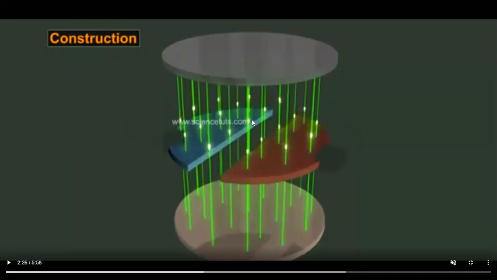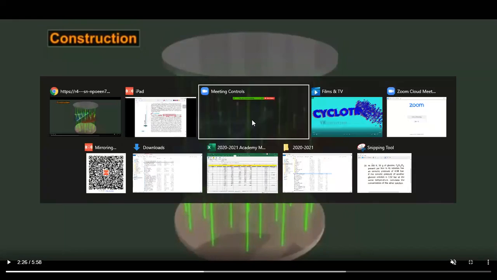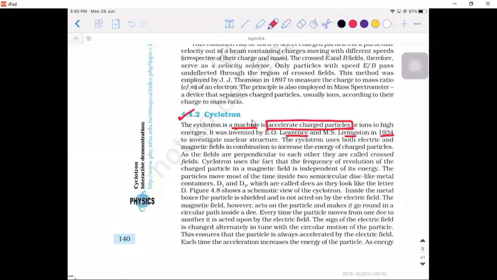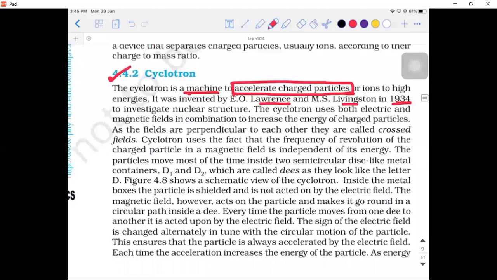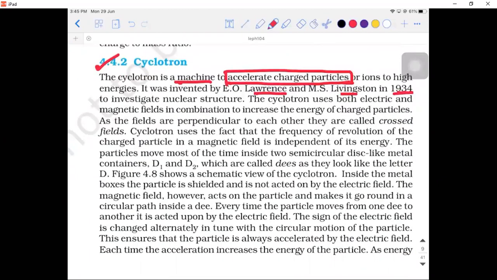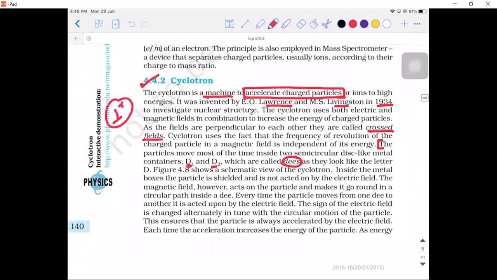So I'll show you where it is in your textbook. If you observe your textbook, it is given here. So cyclotron uses the fact that the particles move inside, most of the time, within two metal plates which are in the shape of Ds. Here, they use the concept of crossed fields. They use the concept of crossed fields. So what do you mean by crossed fields? Crossed means perpendicular. So make a note of it. In physics, crossed means perpendicular.